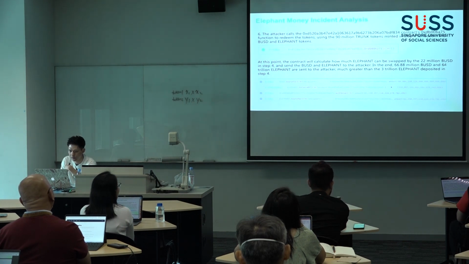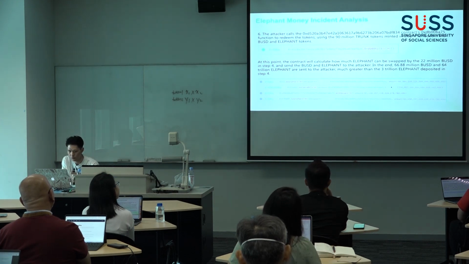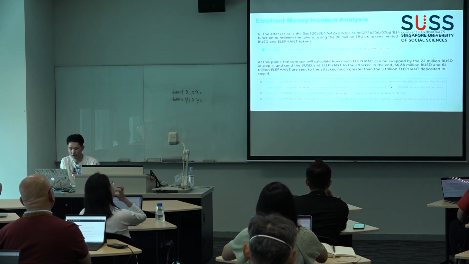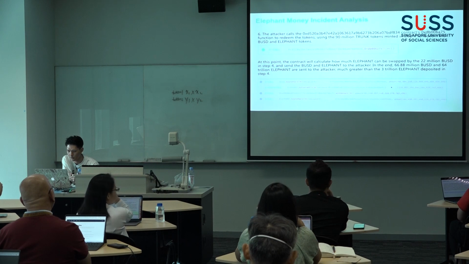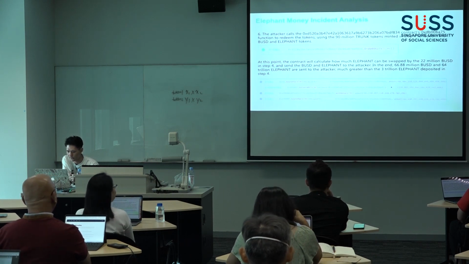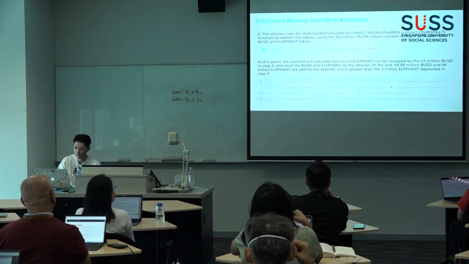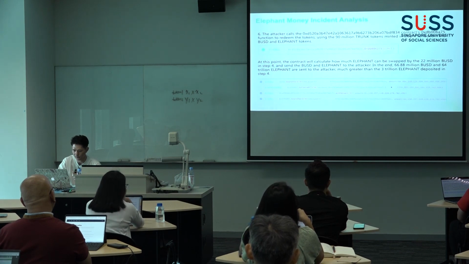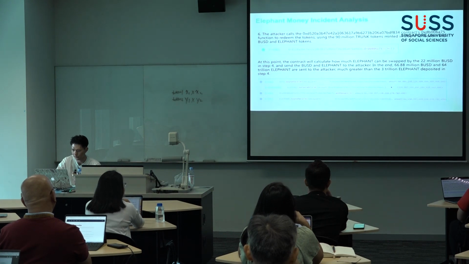The attacker then used another unknown function to redeem the tokens. It uses the trunk token minted in step 4 to redeem the BUSD and elephant tokens. At this point, the contract will calculate how much elephant can be swapped by the 22 million BUSD in step 4 and send the BUSD and elephant to the attacker. In the end, 60.88 million BUSD and 64 elephants are sent to the attacker, much greater than the 3 trillion elephant deposit in step 4.